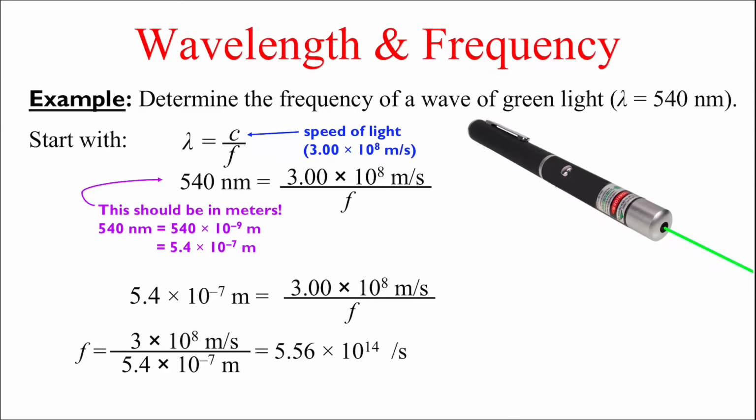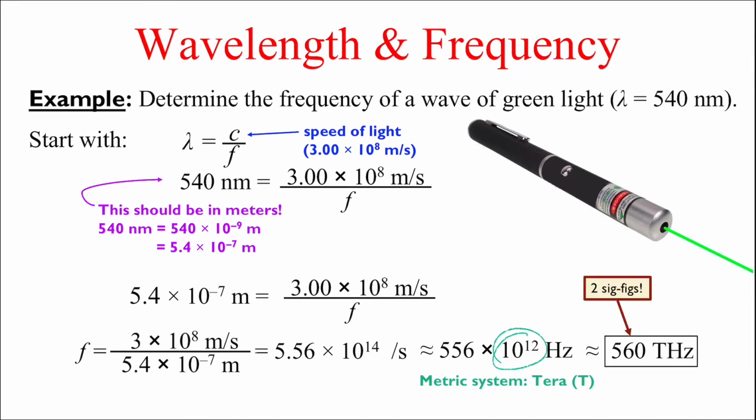Rearrange this equation to isolate f, and we get the speed of light divided by the wavelength of that green light gives us 5.56 times 10 to the power of 14 inverse seconds, which is approximately 556 times 10 to the power of 12 hertz, if we were to move the decimal to the right twice. The reason we do this is because the new order of magnitude that we have can now be replaced by the prefix tera for trillion, and we get about 560 terahertz as the frequency of this green light, keeping in mind that we have to present our answer with 2 significant figures, so we round up.